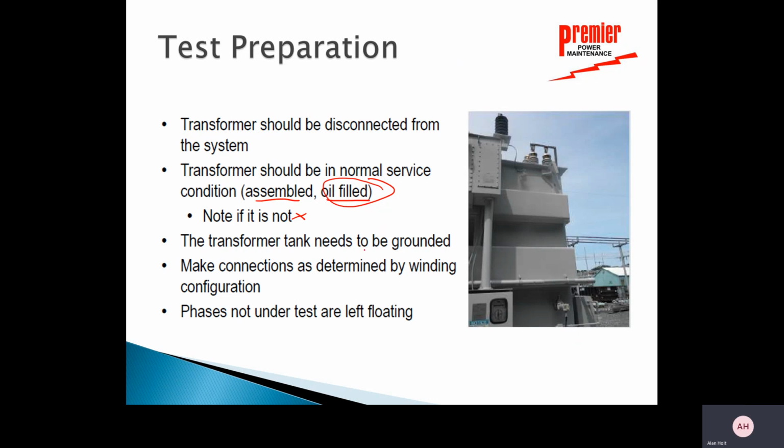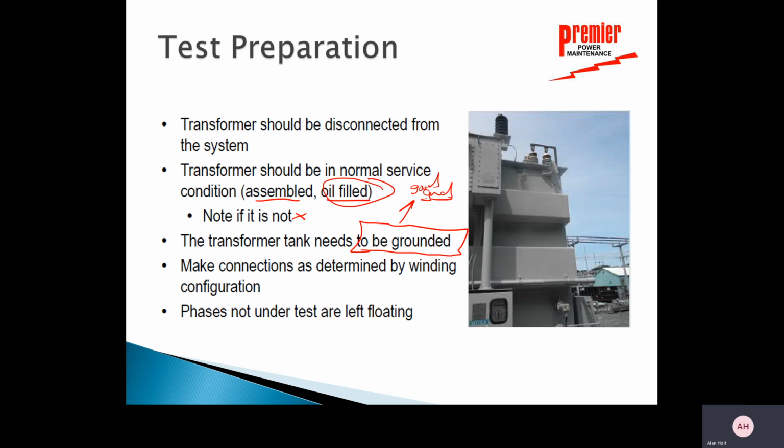The transformer tank needs to be grounded, and this needs to be a good ground. I can't stress enough the fact that you need to brush off paint. If this transformer is sitting in a storage yard, you've got to get it to a good ground, because you're going to get some really funny readings that are just not comparable with anything if you don't have good grounds set up. And you're going to make up the connections for the various configurations of the windings. We'll talk about that briefly in just a second. And then the other phases that are not under test are left floating, in other words, disconnected.